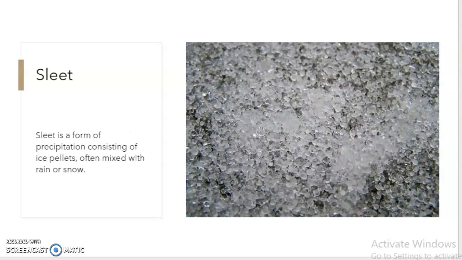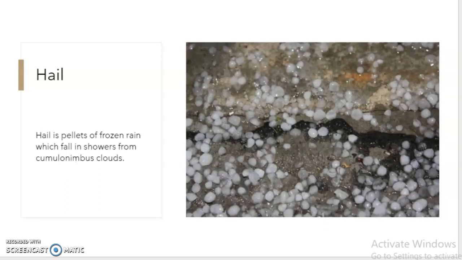Sleet is a form of precipitation consisting of ice pellets, often mixed with rain or snow. We don't see most of this, it usually occurs at night if rain freezes over. Hail is pellets of frozen rain which falls in showers from cumulus clouds.